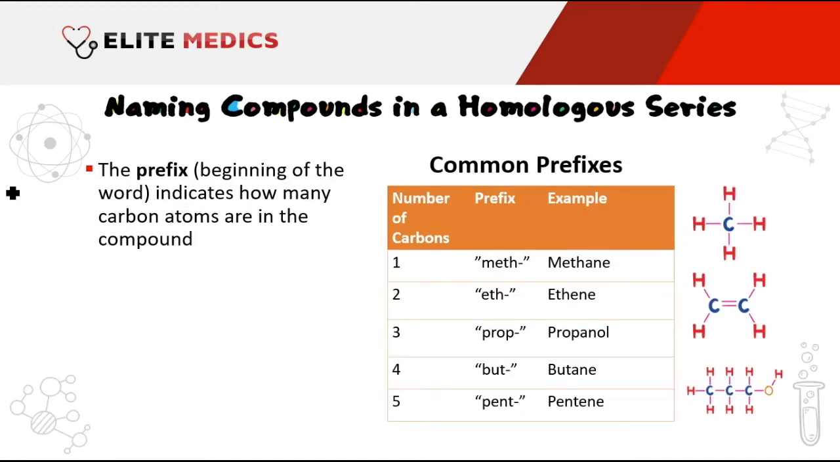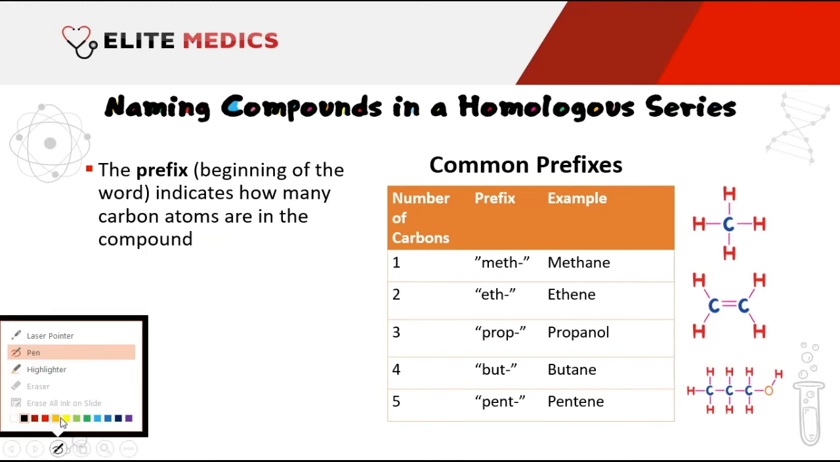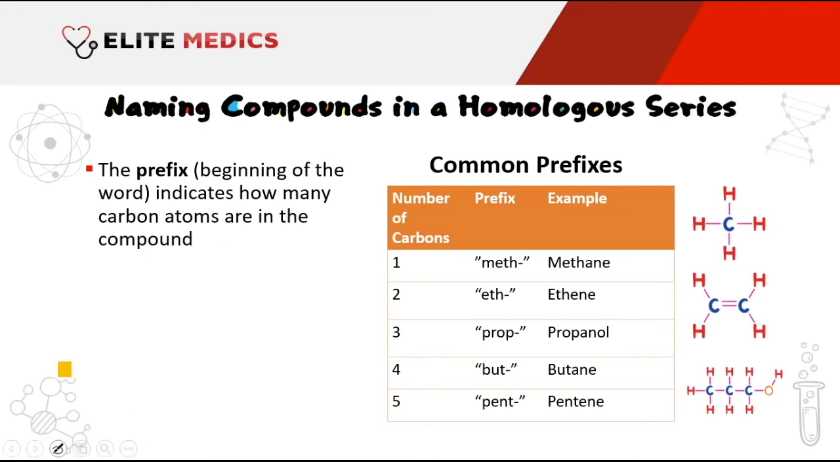Now, on the flip side is the prefix. And this is the word at the start of the compound's name. And this indicates how many carbon atoms are present in the compound. So remember, the suffix is referring to the general formula, and it's referring to the particular bond being present in the compound. And when we talk about the prefix, it's talking about the carbon atoms. And the prefix will always be the same regardless of which homologous family we're talking about. It just depends on what the fancy group is.